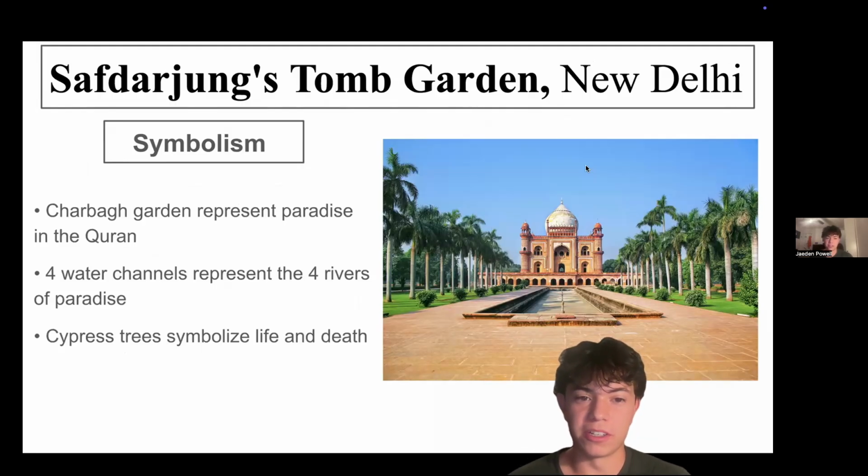Of course, the Charbagh Garden represents paradise in the Quran, and the four water channels represent the four rivers of paradise. And the exotic tree, the cypress tree, symbolizes life and death. And that is my presentation over Soft Junk's Tomb Garden. Hope you enjoyed. Thank you.